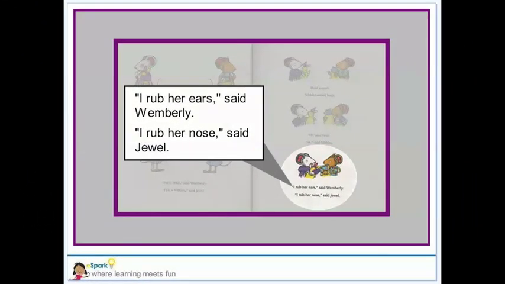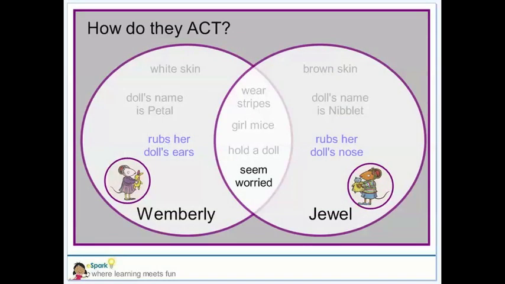Back to the text, it read on this page, "I rub her ears," said Wemberly. "I rub her nose," said Jewel. So one way that they can be contrasted, or we could say that they are different, we would include in the diagram that Wemberly rubs her doll's ears, but Jewel rubs her doll's nose.